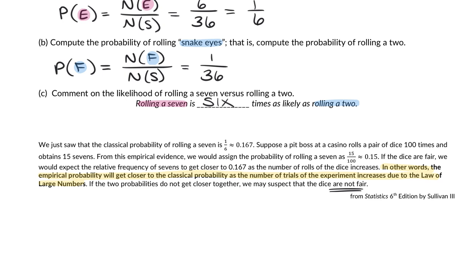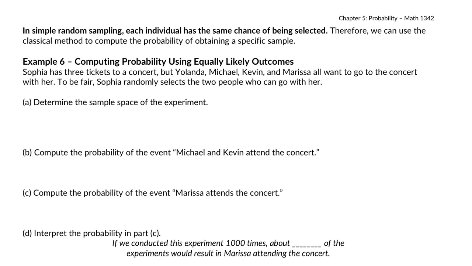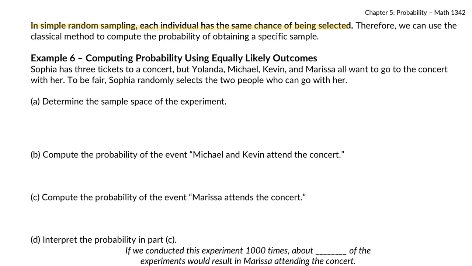Now, applying this to some other examples we've done previously in this course, we spent a lot of chapter 1 talking about simple random sampling. If you remember, in simple random sampling each individual has the same chance of being selected, which means we can apply classical probability, since every opportunity for a person to be chosen is equal. We've seen this example before, I think in chapter 1. Sophia has 3 tickets to a concert, but Yolanda, Michael, Kevin, and Marissa all want to go with her. To be fair, Sophia randomly selects the 2 people who can go with her. We're going to start to talk now about the probability of these people being chosen.